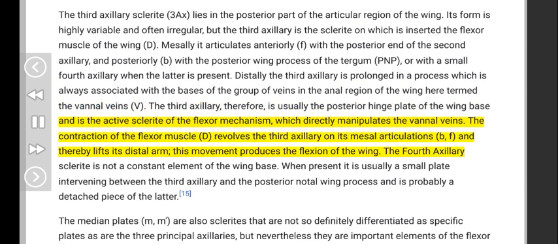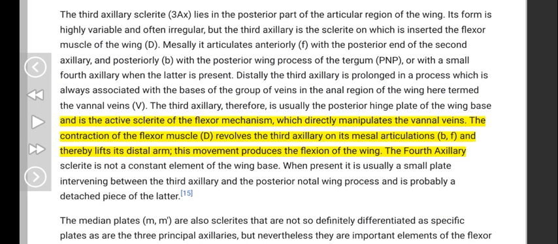The contraction of the flexor muscle, T, revolves the third axillary on its mesial articulations, B, F, and thereby lifts its distal arm. This movement produces the flexion of the wing. The fourth axillary scleroid is not a constant element of the wing base. When present it is usually a small plate intervening between the third axillary and the posterior nodal wing process and is probably a detached piece of the latter.